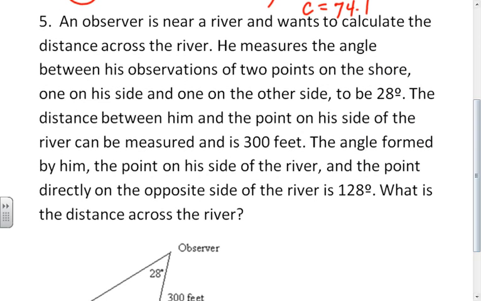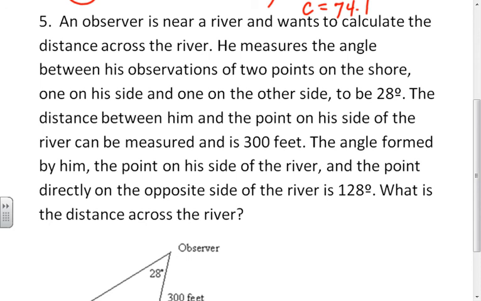Now let's look at this word problem. An observer is near a river and wants to calculate the distance across the river. He measures the angle between his observations of 2 points on the shore, one on his side and one on the other side, to be 28 degrees. So this is exactly what happens in surveying, highways, building, architecture, things like that.